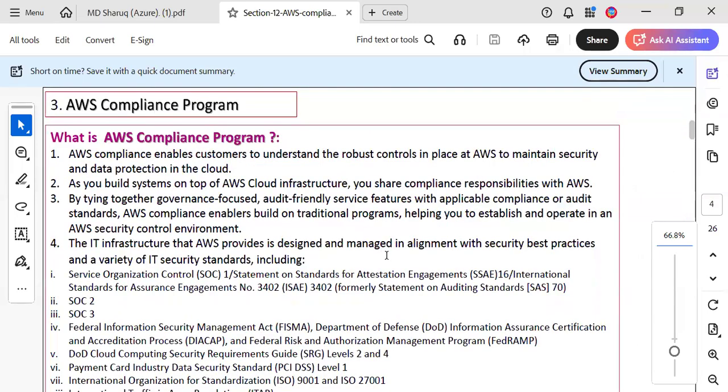What is the AWS compliance program? AWS compliance enables customers to understand the robust controls in place at AWS to maintain security and data protection in the cloud. Okay. So they will be explaining what compliance program is applicable for this customer. They will map to the customer before taking the account into the AWS corporate account.